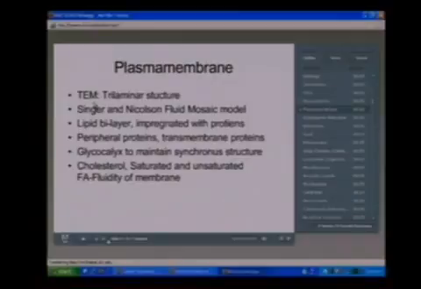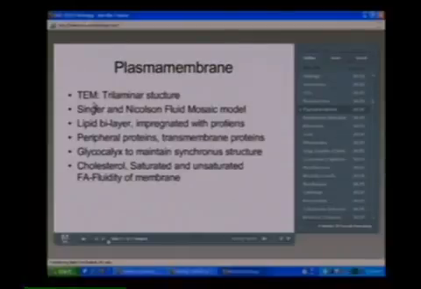The structure is seen by TEM. What is TEM? Transmission electron microscope. Ideally electron microscope is one word, but I'm just splitting it as TEM, transmission electron microscopy. Using that, we can see the biological membrane.